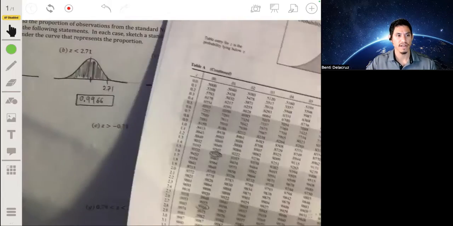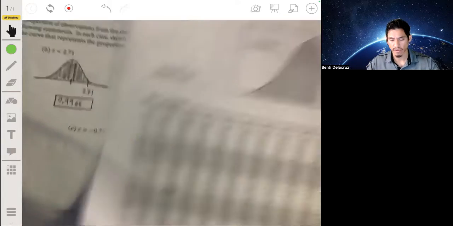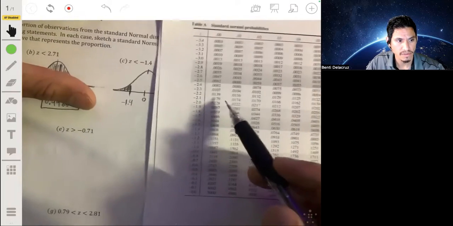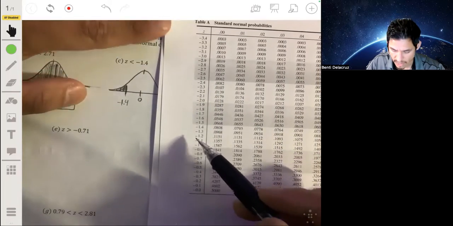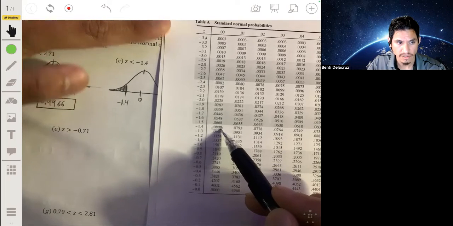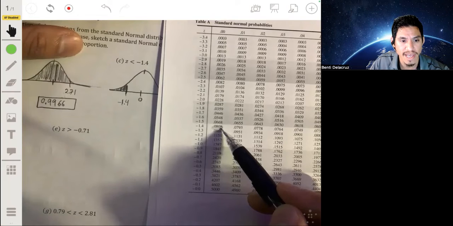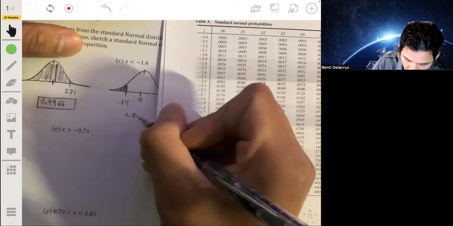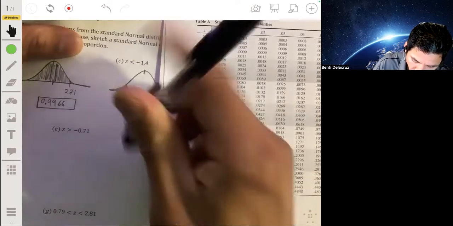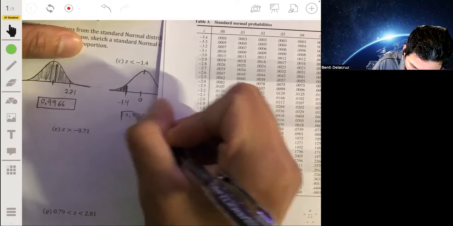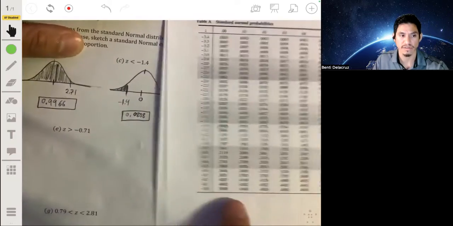So instead of using this side, we go to the first side that we were at. And we look at negative 1.4. And that would just be this first one because it's negative 1.40. So this is saying that there's 0.0808 area to the left of negative 1.4, 0.0808, or you can say about 8.08% of the total area.